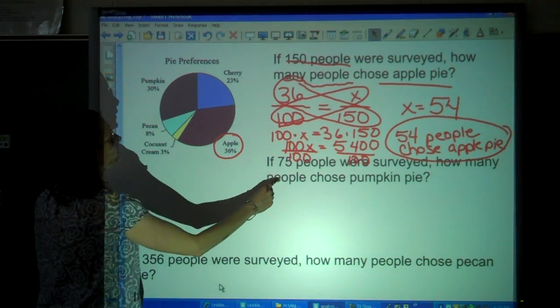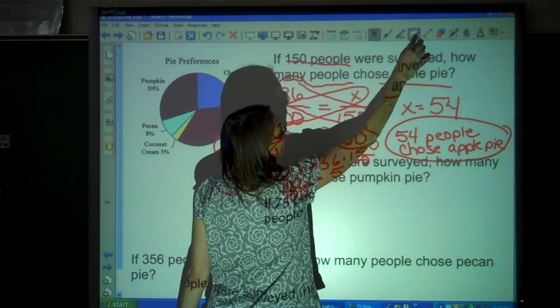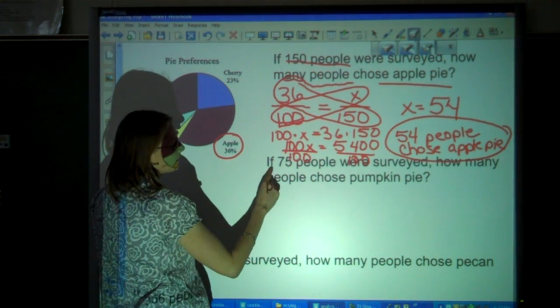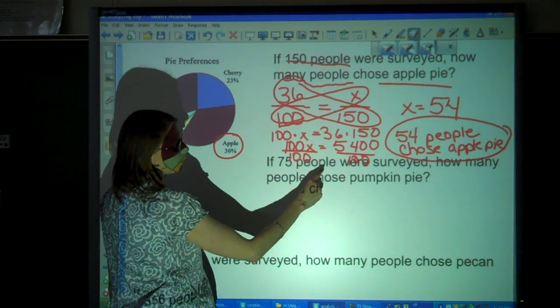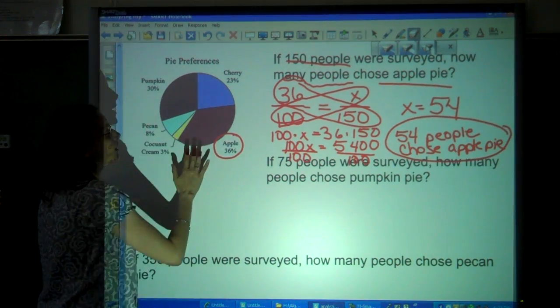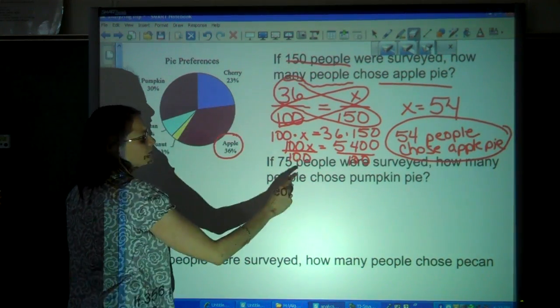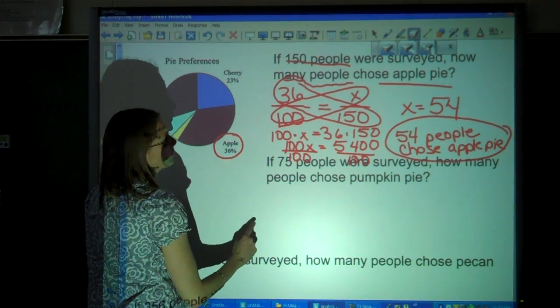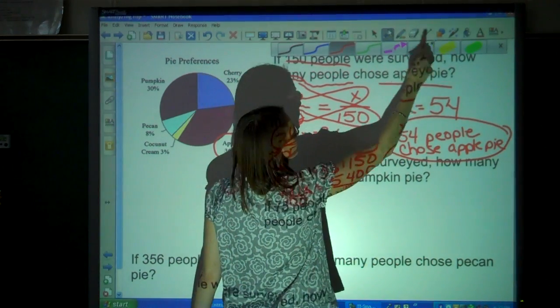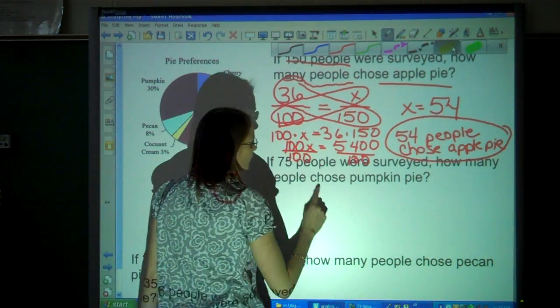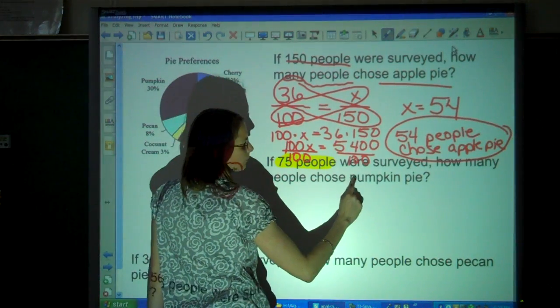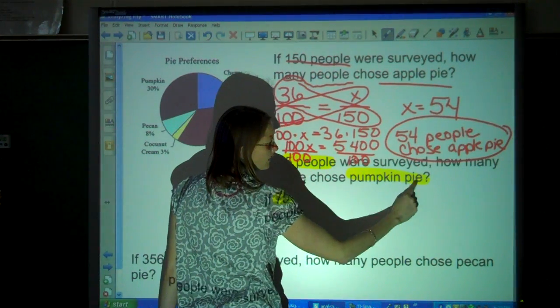Now for my second one, make sure you've written that down. It says if 75 people were surveyed. So now we've changed the number. It's no longer 150. Now we're looking at 75 people. How many people chose pumpkin? So let me highlight my information. I've got 75 people, and I want to know pumpkin pie.